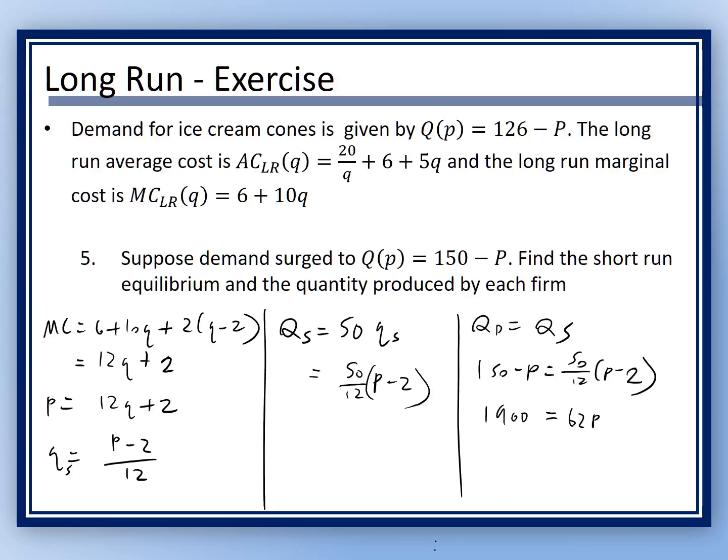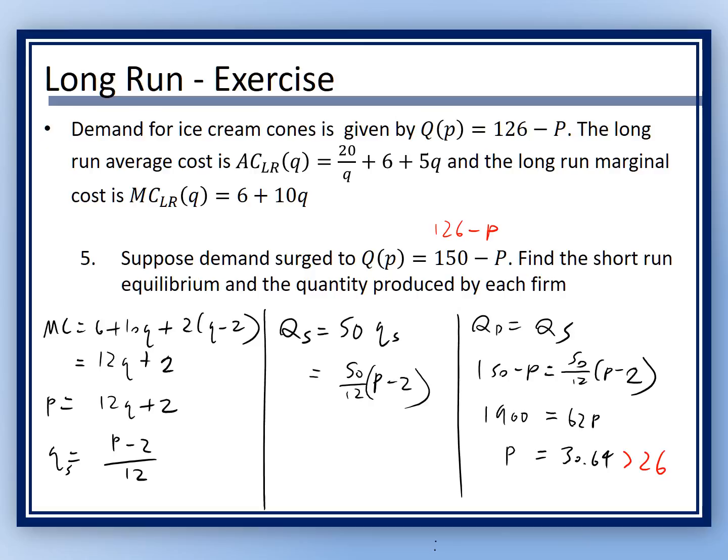So let's see if this is correct. So price would be 1,900 divided by 62. Okay, so price equals 30.64. So the price has gone up, right? Remember, the price used to be $26. Now it's higher because demand has gone up.